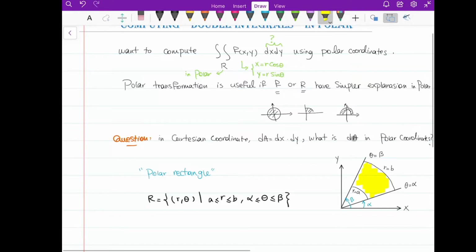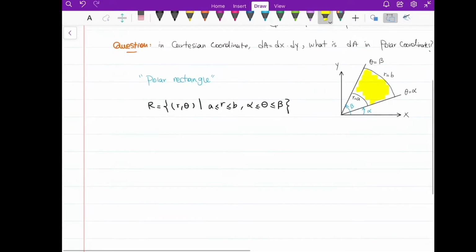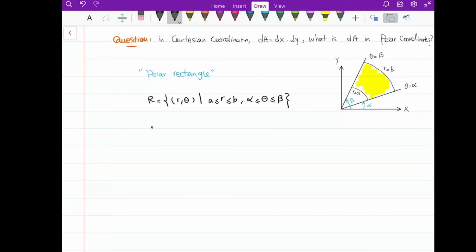So now let's go back to the area element, dA. How can I transform dA into polar? What is dA in polar? We're gonna partition the polar rectangle R into smaller polar rectangles, basically angular sectors. How? I'm gonna graph it like this.